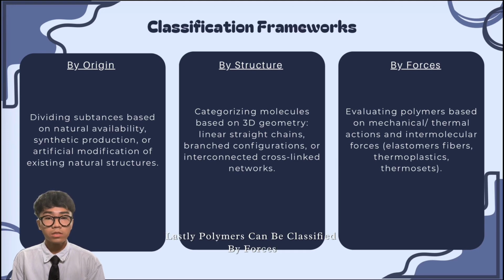Lastly, polymers can be classified by forces. This classification evaluates polymers according to mechanical and thermal actions as well as intermolecular forces. Examples include elastomers, fibers, thermoplastics, and thermosets. Therefore, this classification framework helps scientists understand polymer characteristics and determine suitable applications.